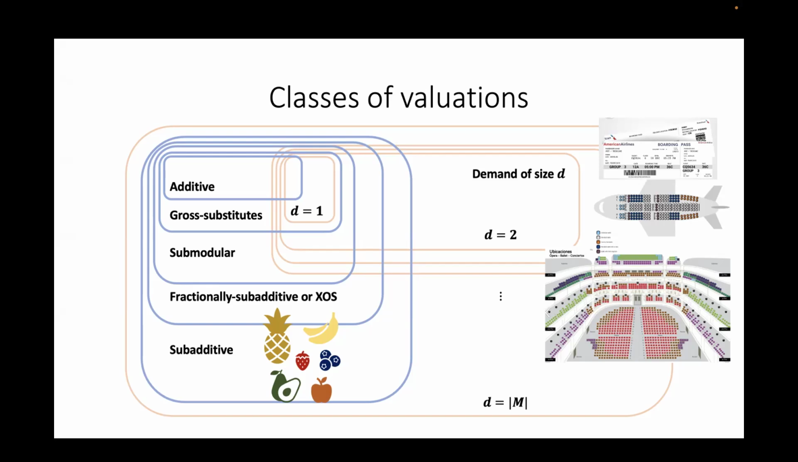Another nice example is the case of flights. No one wants 10 legs in a trip. Everyone takes 2 or 3 legs in one trip. So if the products are the legs in the trips, most likely the valuations are of demand of size D.